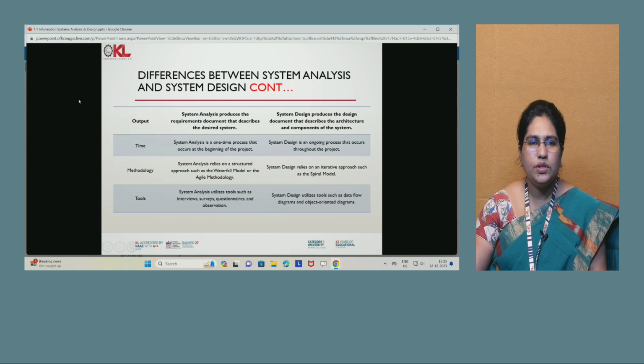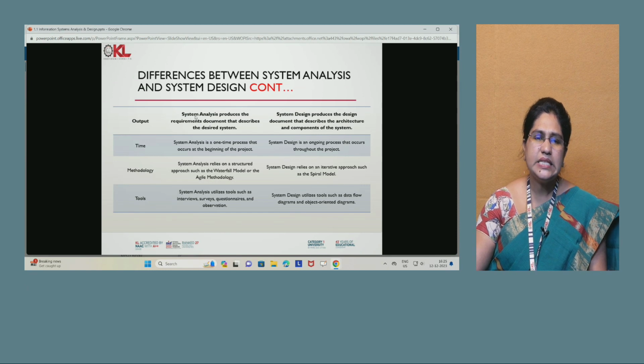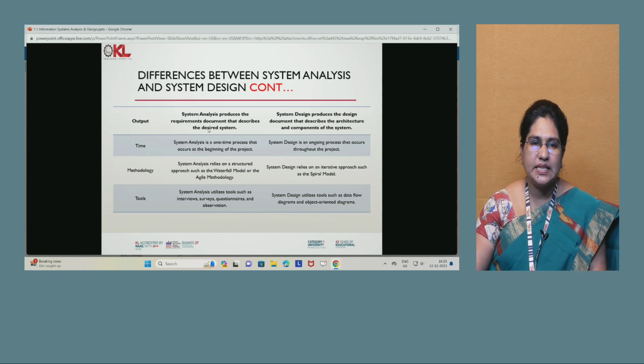So the fourth one is output. Output means it produces the required document that describes the desired system. It is going to document the desired system. Okay, now it is going to produce the required document that describes the desired system.